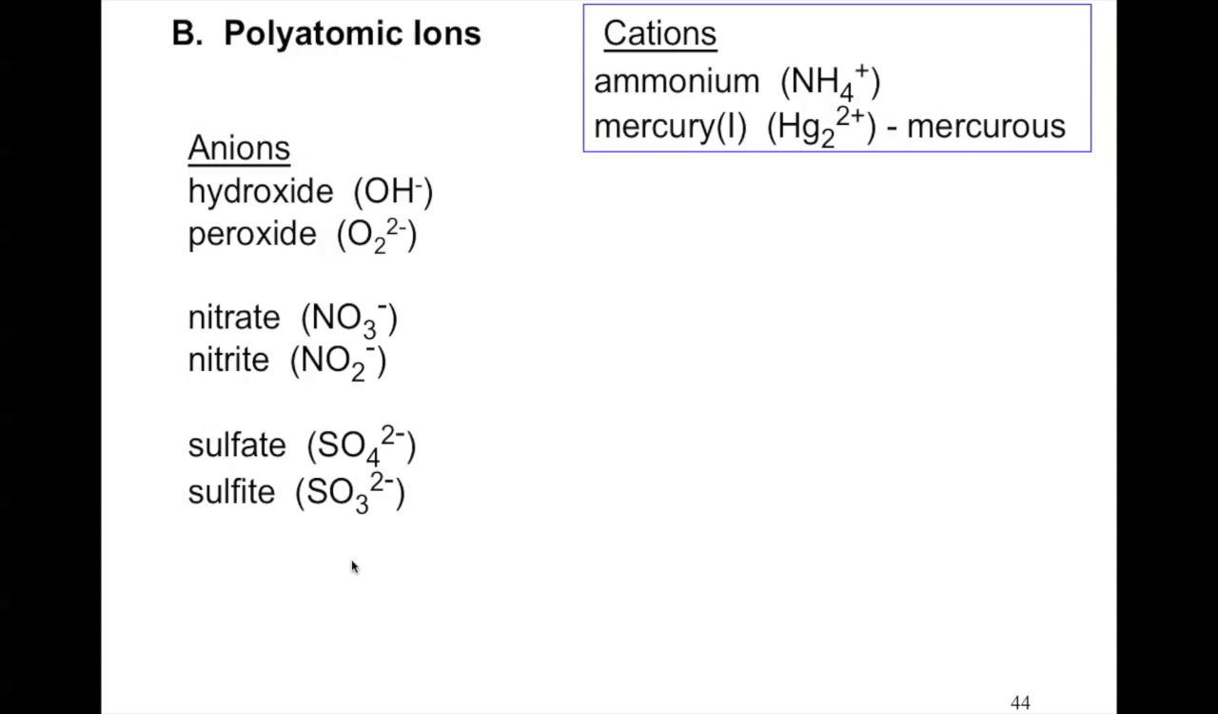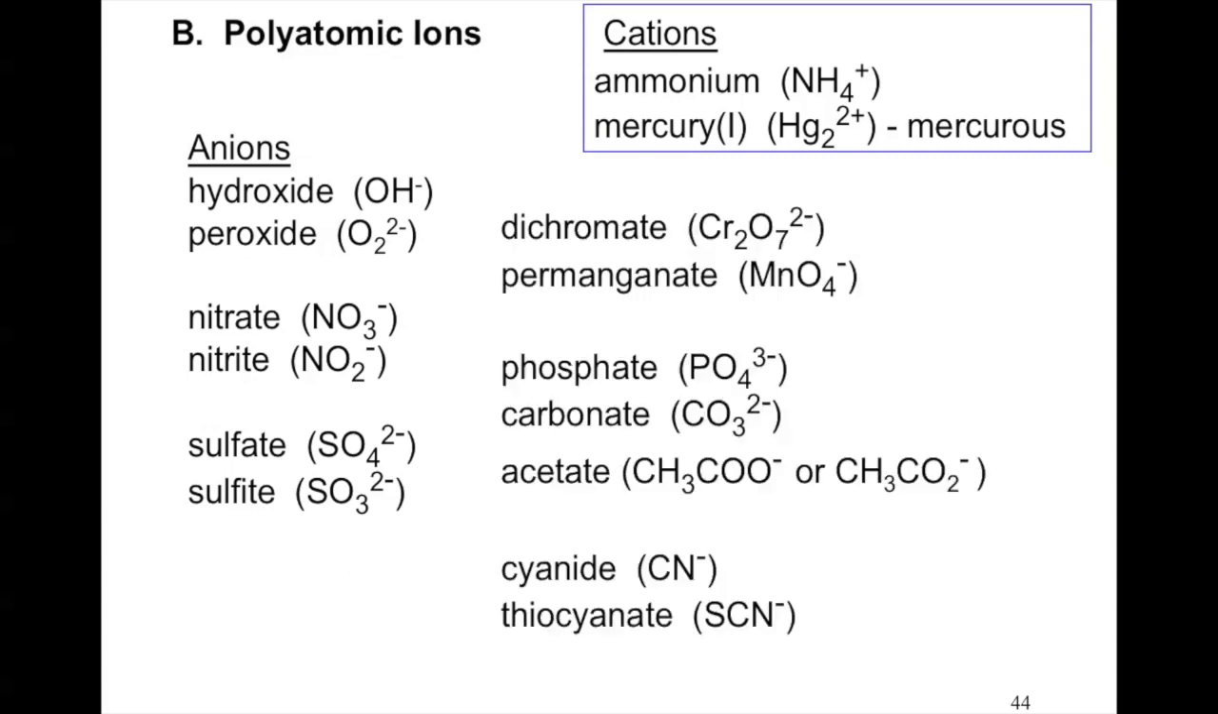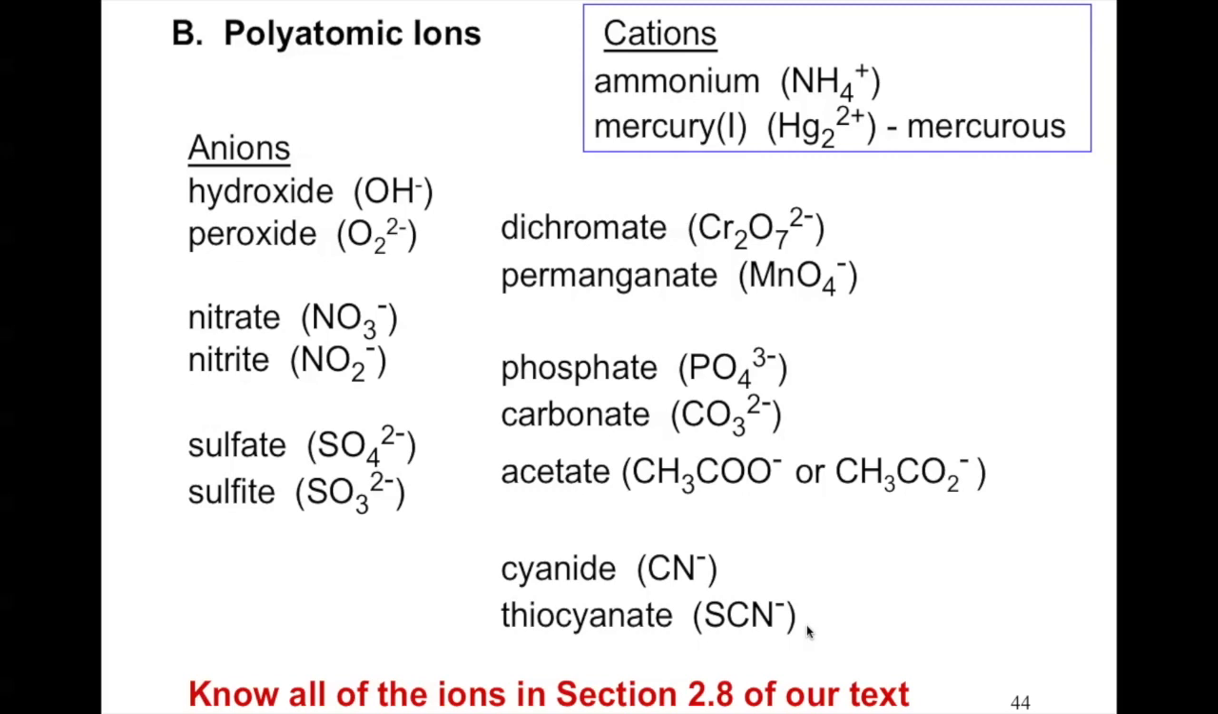That should cut down on the number that you need to memorize, because there's a whole bunch of them, folks. Here's dichromate, permanganate, phosphate, carbonate. Acetate has two representations for showing this. We'll talk a little bit about this particular one later when we describe naming organic compounds. And we also have cyanide and thiocyanate. But there's a bunch more, folks. You need to read section 2.8 of your text, and as you're reading it, every single polyatomic ion that you encounter in that section, you should write down and make a list, the name, the formula, the charge, and memorize them.